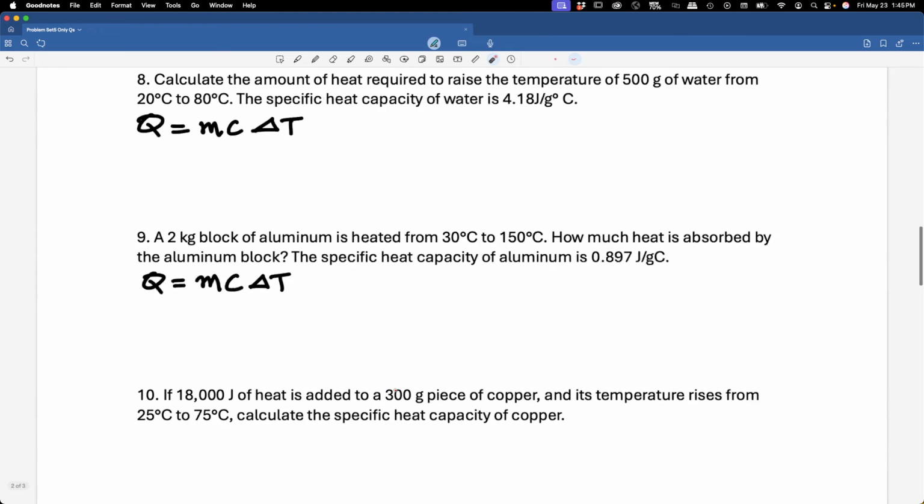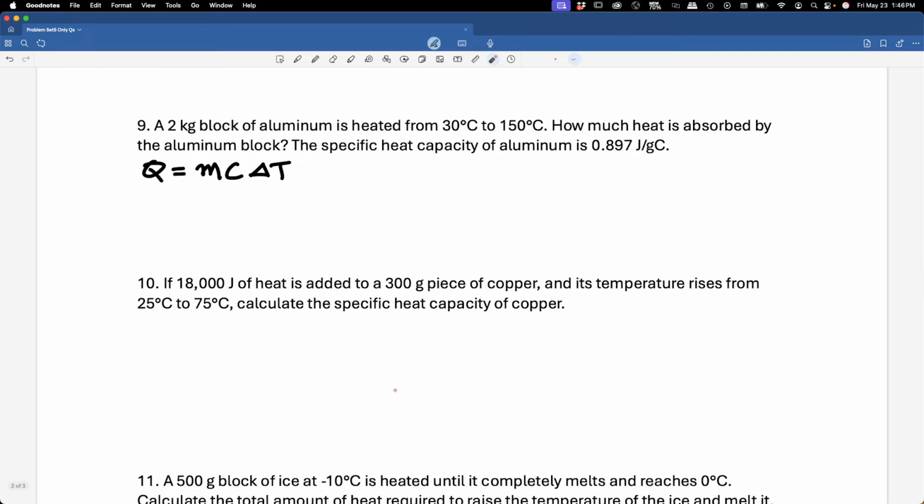Okay? 10. Same. But this time, you are calculating the constant C. Same formula. Again, this is in joules, this is in grams, so you're going to get the constant in joule per gram Celsius, just like that. Same formula. Just use that same formula here.